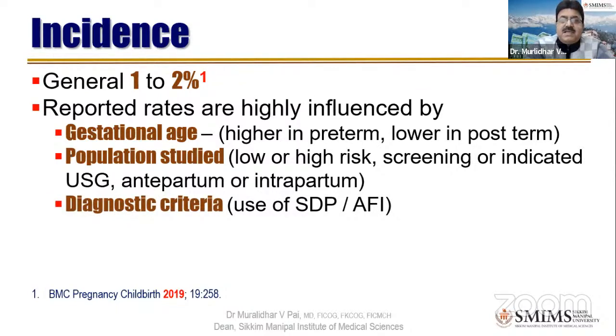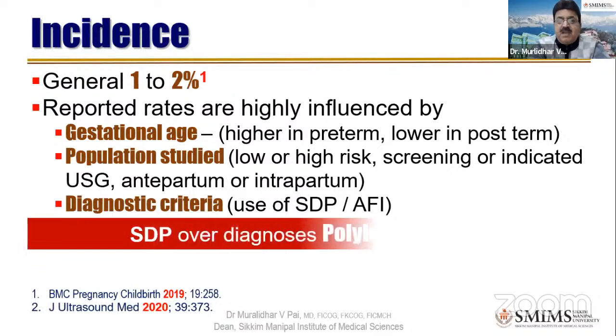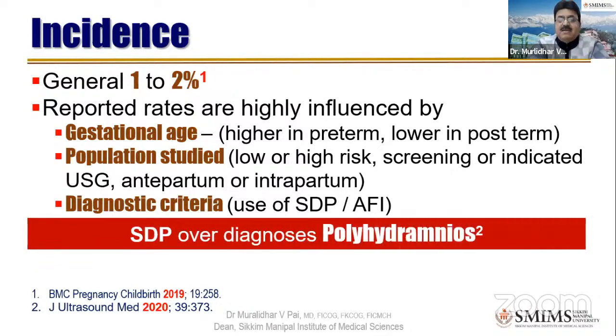And then, this is a very interesting finding. The diagnostic criteria matters. The use of SDP, that is single deep pocket, or AFI. How does it matter? If you use SDP, then you overdiagnose polyhydramnios, as per this particular article. Because if you are measuring only one pocket, which is single deepest, by chance, in that particular area, it may be more than 8. In other places, it may not be so. So that's why there is a tendency to overdiagnose.